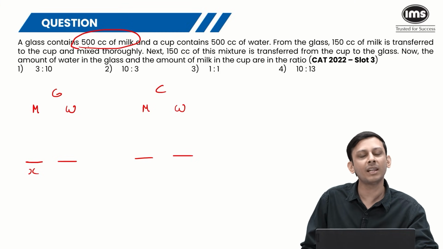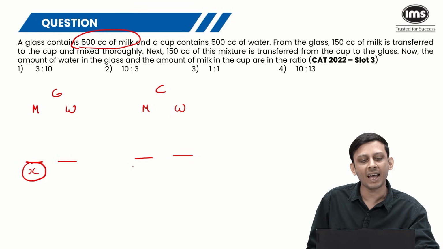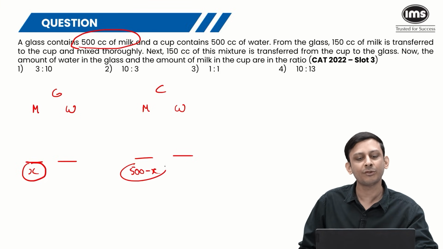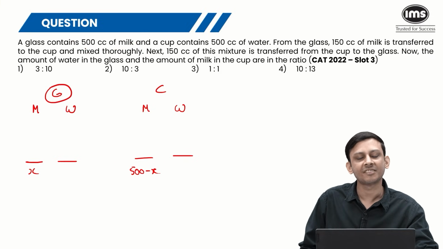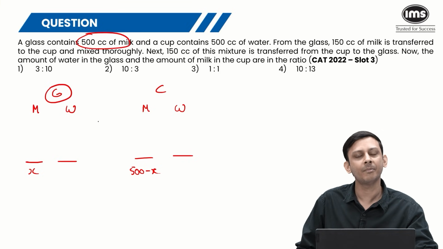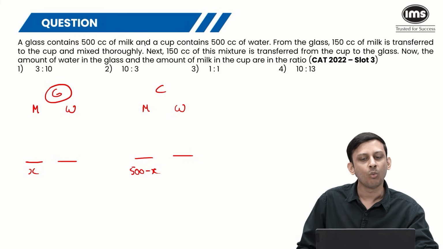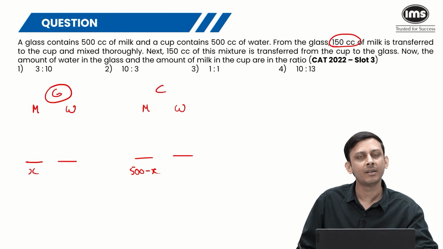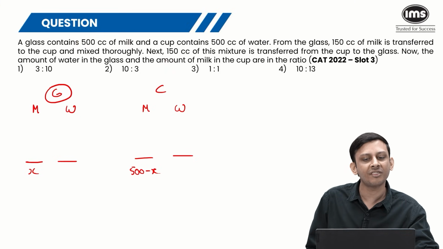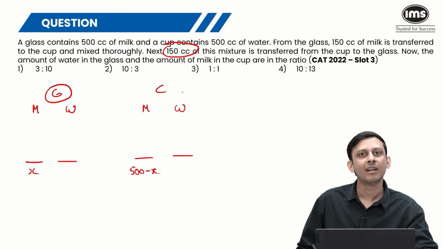So out of that total 500 of milk, if X is here in the glass, then the remaining 500 minus X will be there in the cup. So that total we still have 500 of milk, which is what we need. And then we have to think that in the glass, at the beginning we had 500, and then 150 was transferred to the cup. Then 150 of mixture was transferred back to the glass. So in the glass, we will still have total 500 quantity at the end.